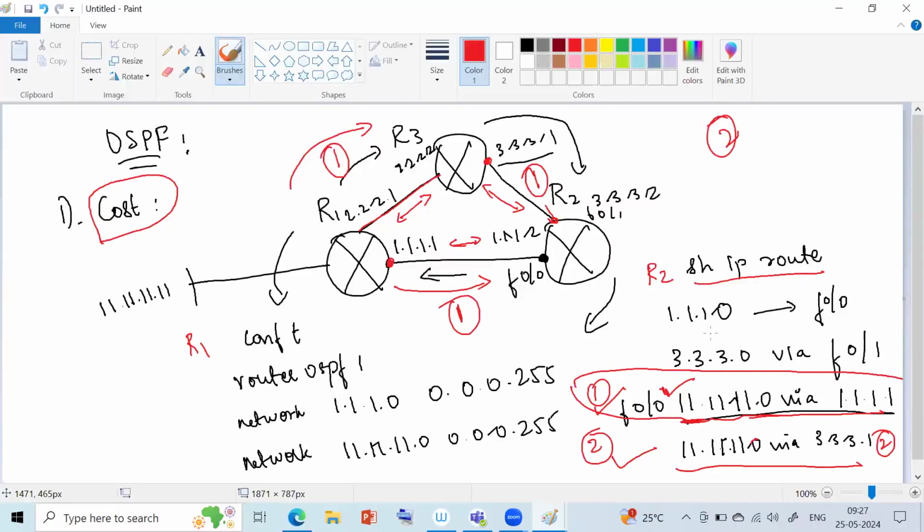But where can you find the other route? It can be found in the database table of OSPF. How to check that? You already know. Show IP OSPF database. In that, you will see all the possible routes to reach the 11 dot network.